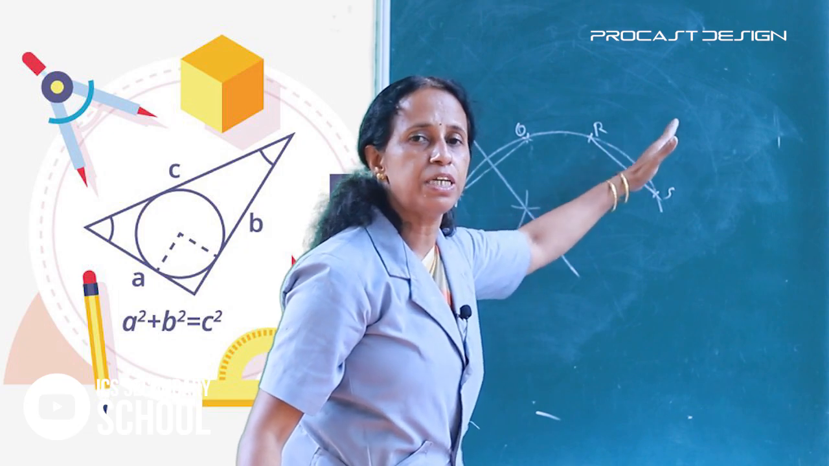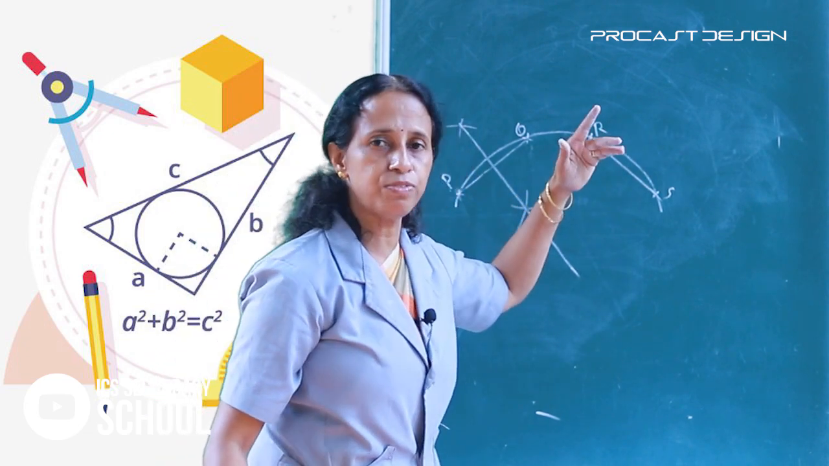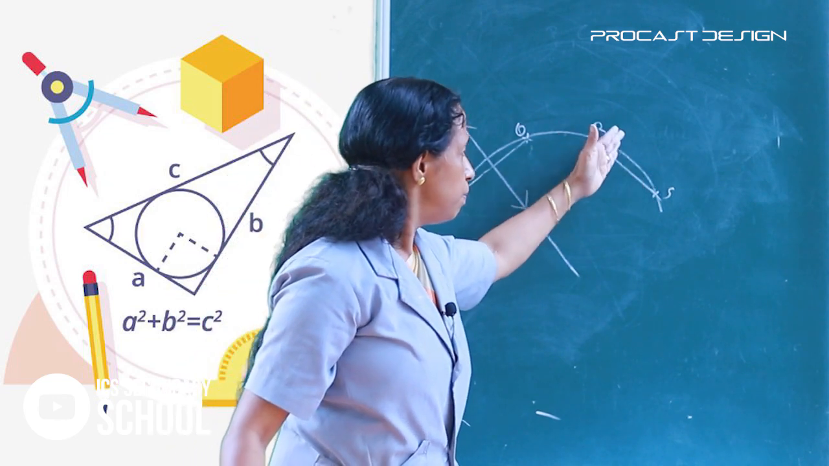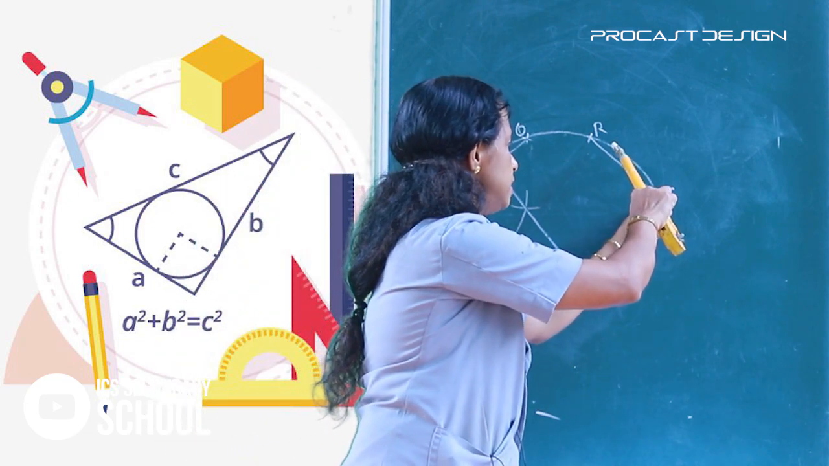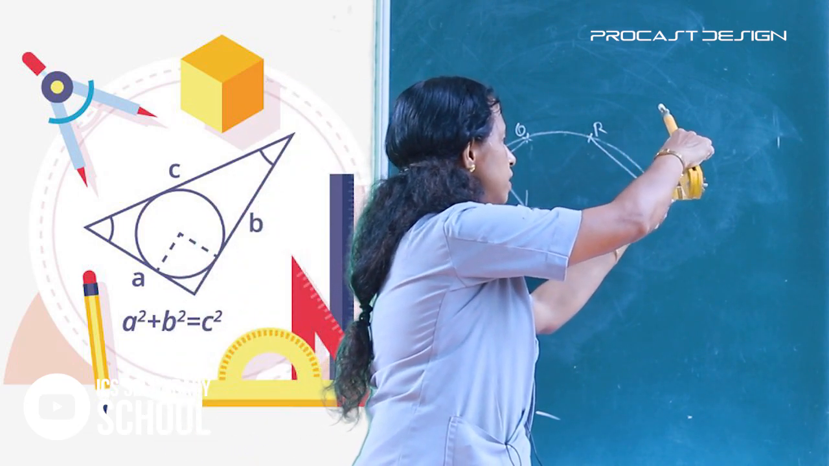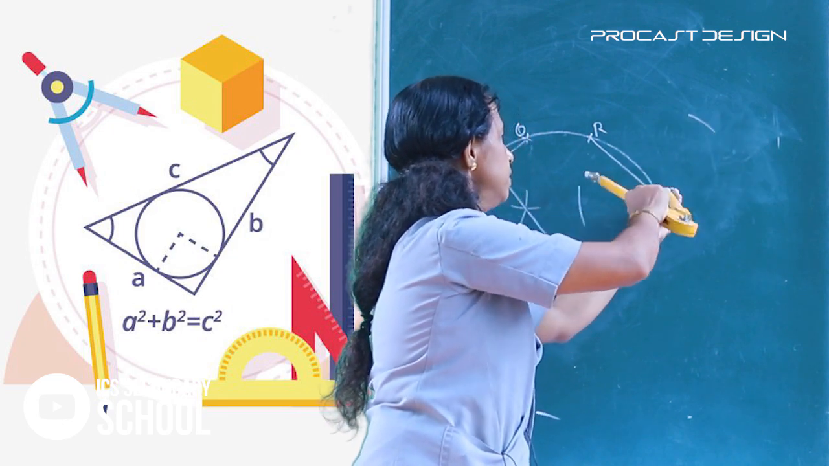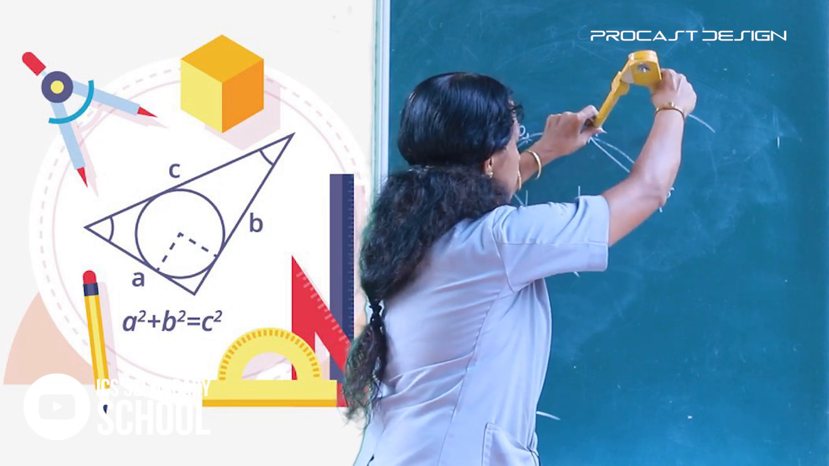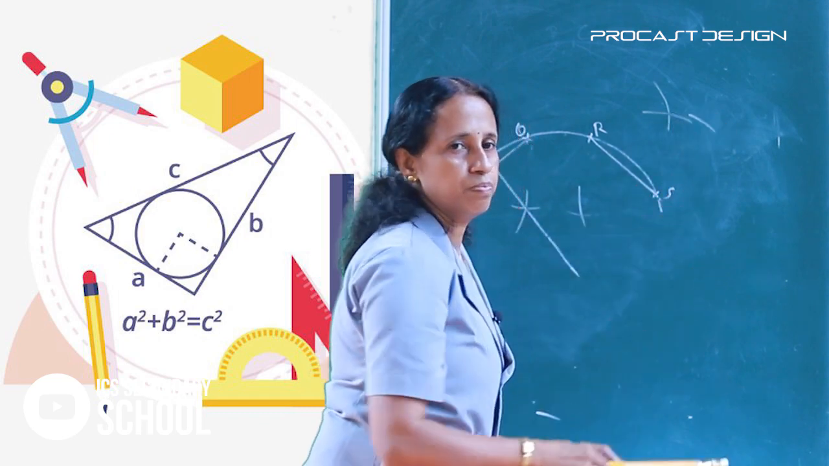This is a chord of the circle. Draw the perpendicular bisector of this line. Next, first measure this line, then left and right, draw an arc.